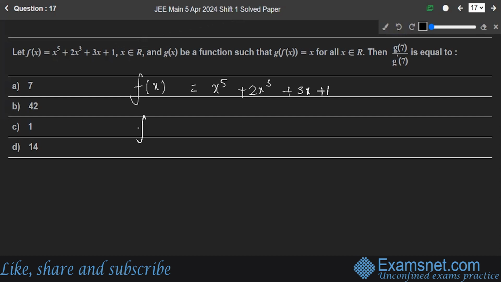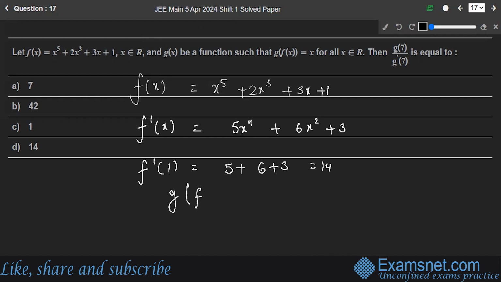So what is your f dash x? This is 5x power 4, 6x squared plus 3. And f dash of 1 will be equal to 14. Now you're given that g of fx is equal to this.